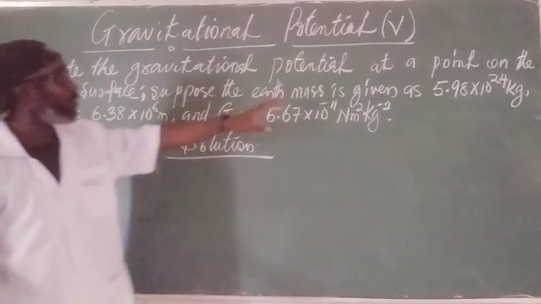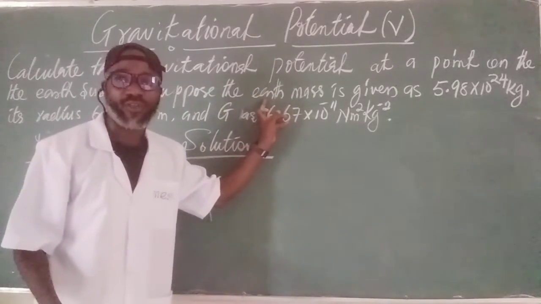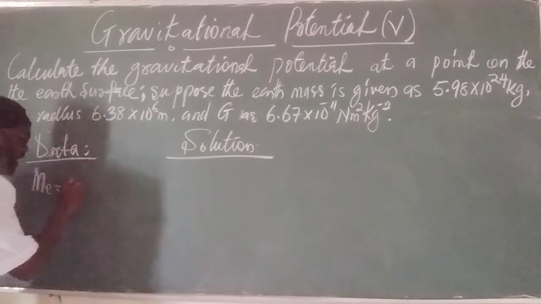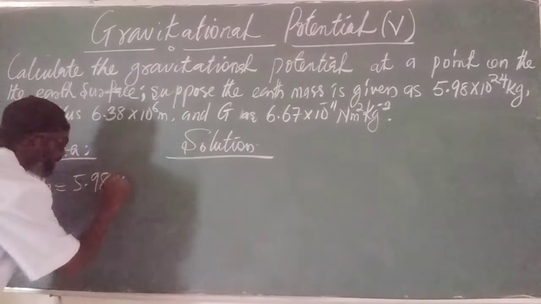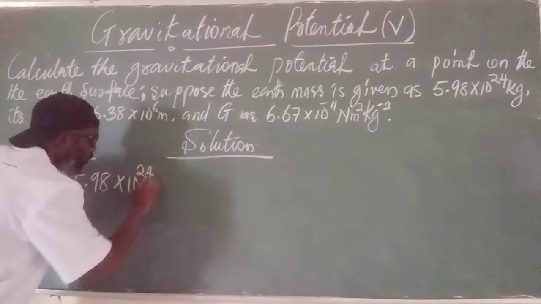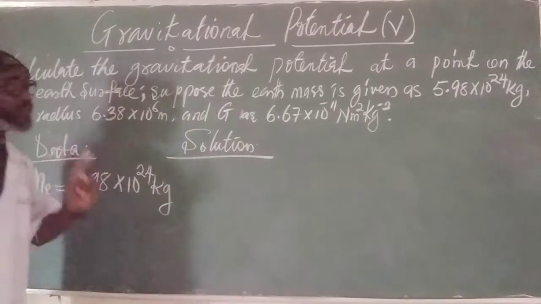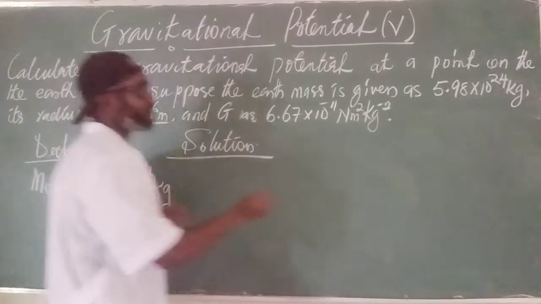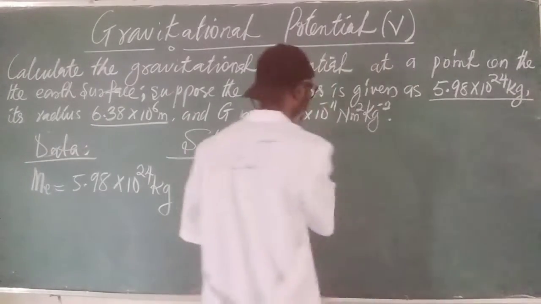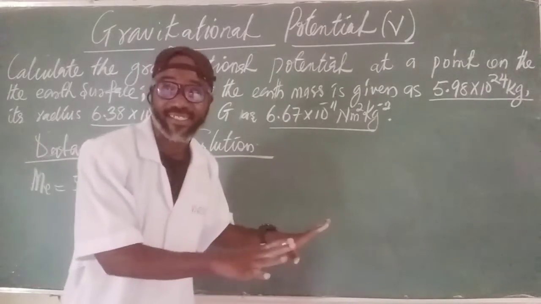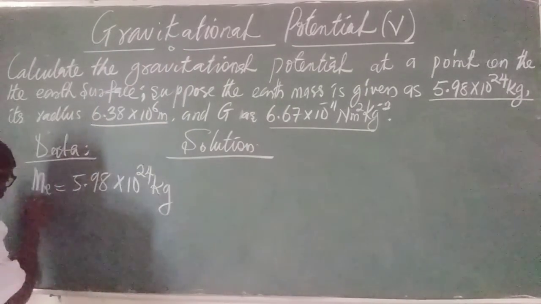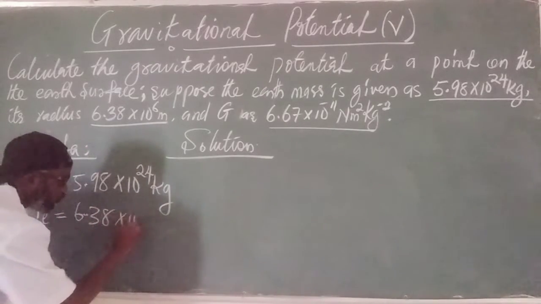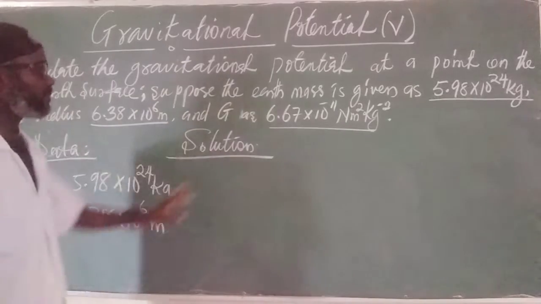Let's see. The mass of the Earth, or Earth mass, M_E, is given as 5.98 times 10 raised to the power 24 kg. That's the first thing. Second thing we need to do, we consider the radius. So the radius of the Earth is given as 6.38 times 10 raised to the power 6 meters.